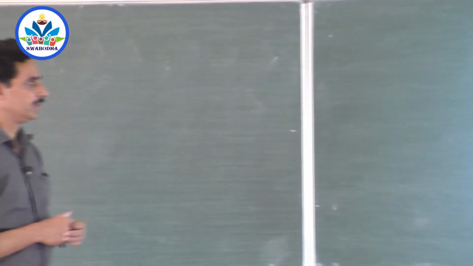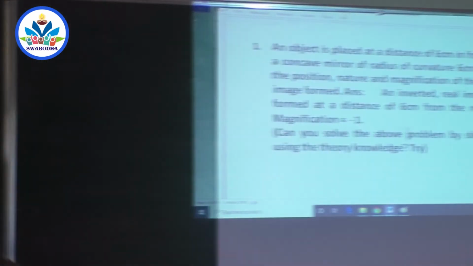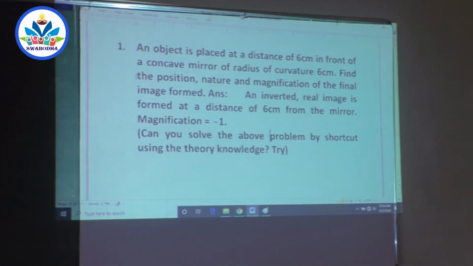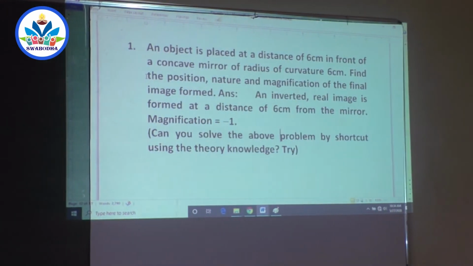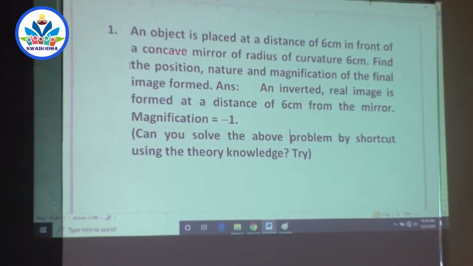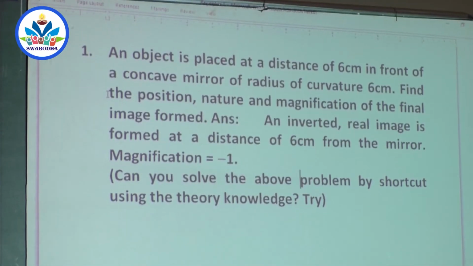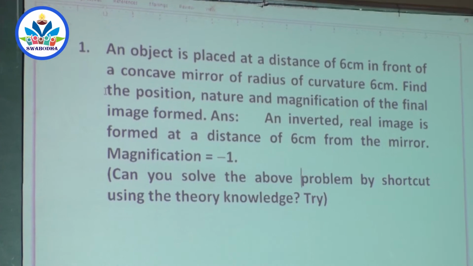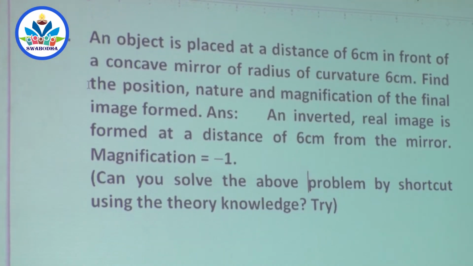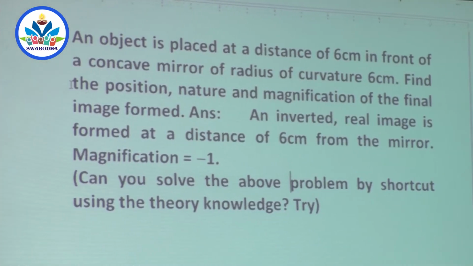Now this problem here: an object is placed at a distance of 6 cm in front of a concave mirror, right? It is a concave mirror problem. Object is placed at a distance of 6 cm from a concave mirror of radius of curvature 6 cm. Find the position, nature and magnification of the final image formed. Okay, the answer is also given.